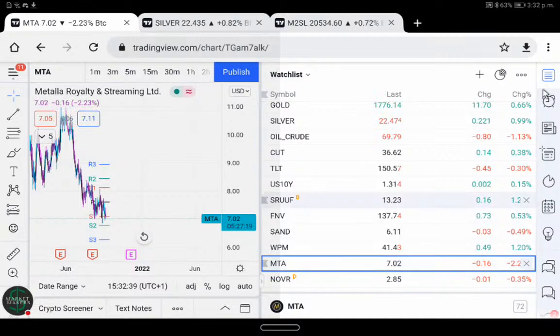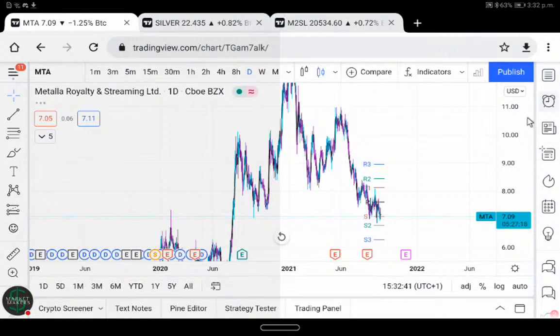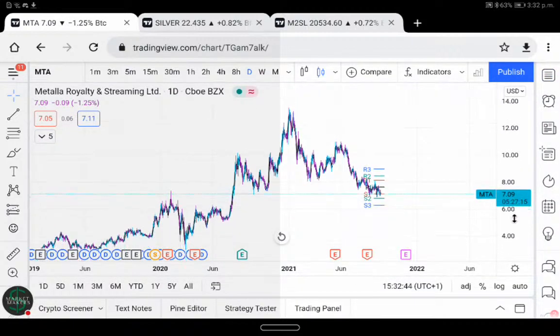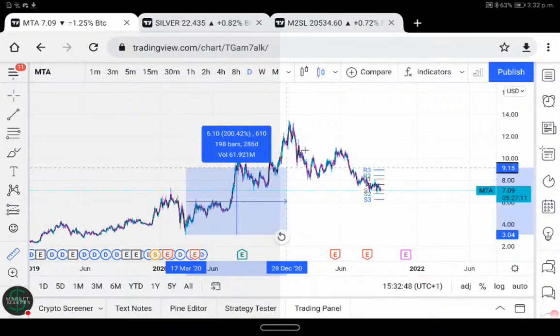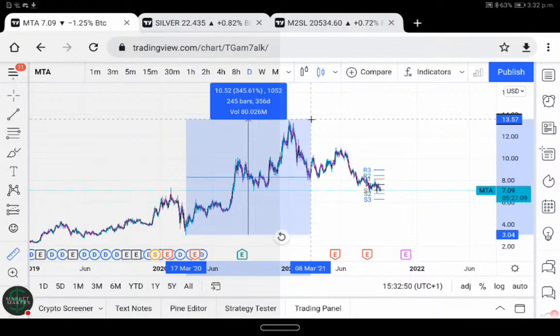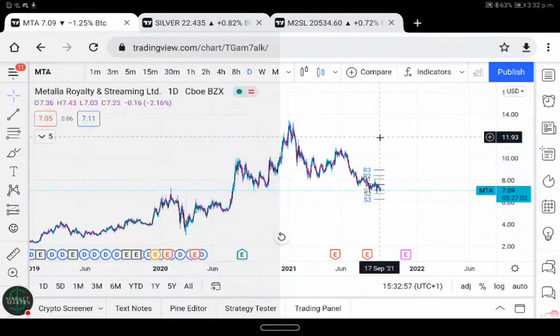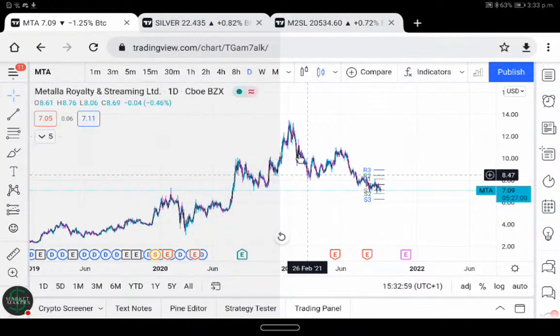This I think is a relatively new company here, but it's also a royalty and streaming company, Metalla Royalty, and its gains were 350% up to March. So massive gains for these companies.